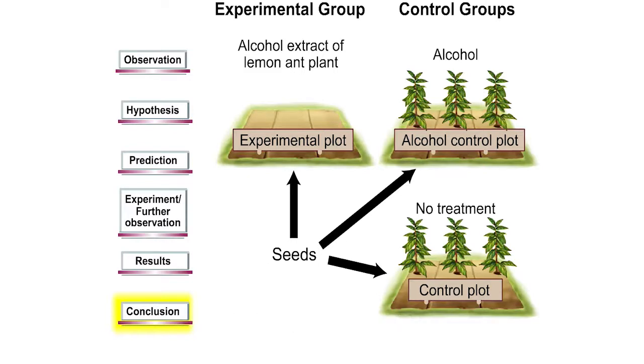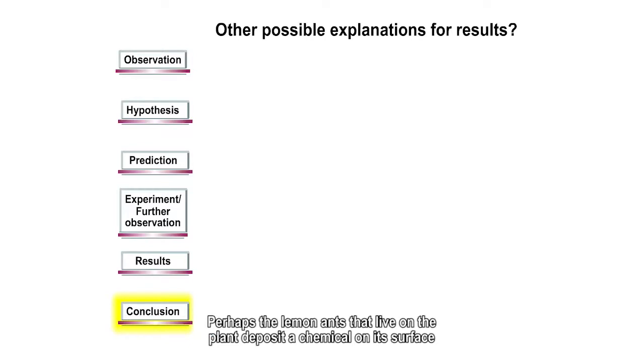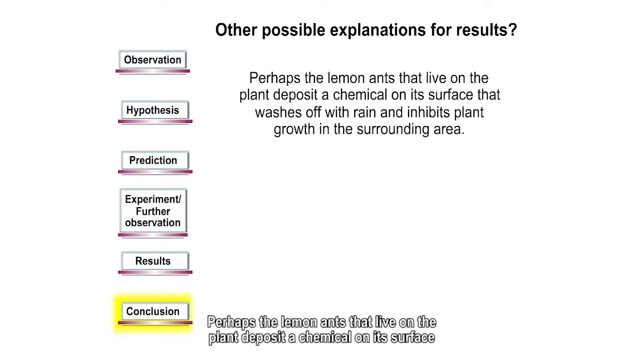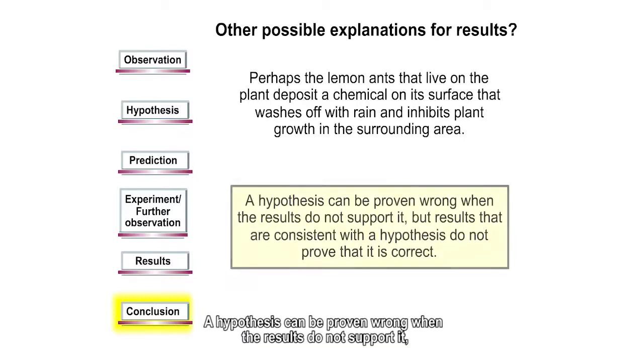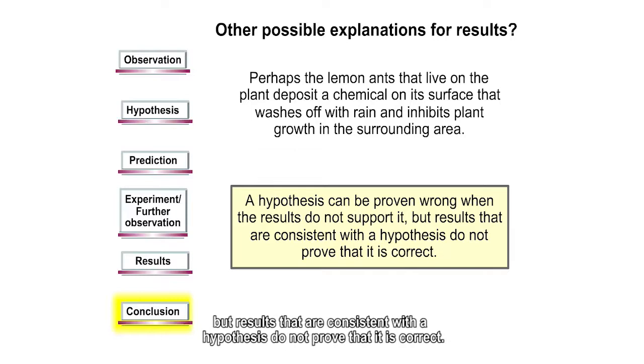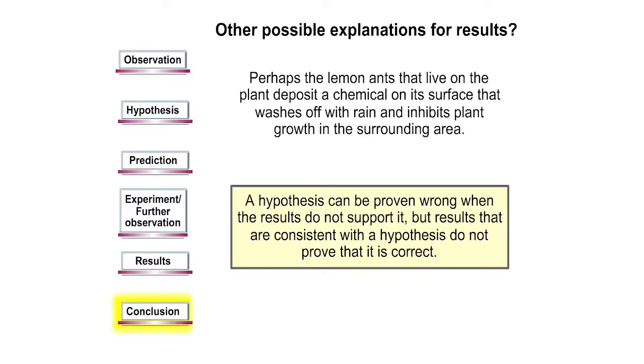For example, perhaps your results could be explained in another way. Perhaps the lemon ants that live on the plant deposit a chemical on its surface that washes off with rain and inhibits plant growth in the surrounding area. The ant-produced chemical might also have gotten into your extract, along with the chemicals produced by the plant itself. A hypothesis can be proven wrong when the results do not support it, but results that are consistent with a hypothesis do not prove that it's correct. Even successful experiments often lead to revised hypotheses and further experimentation.